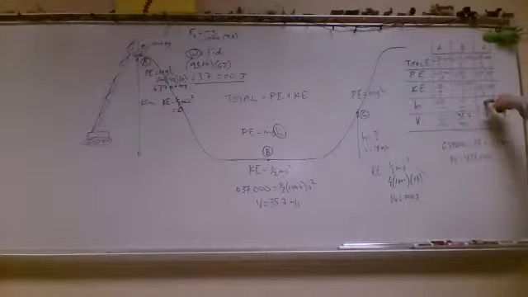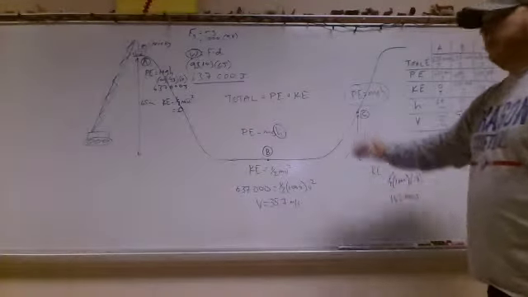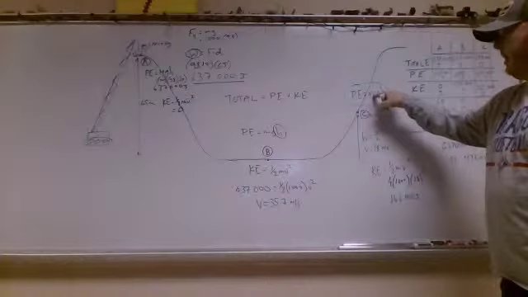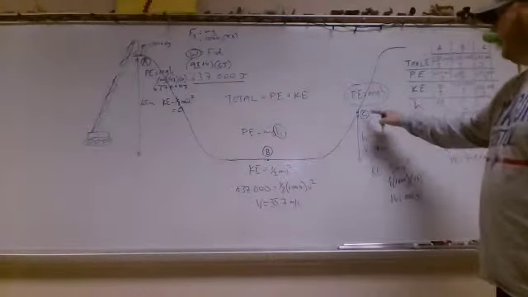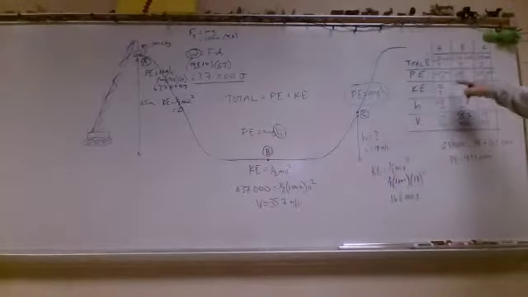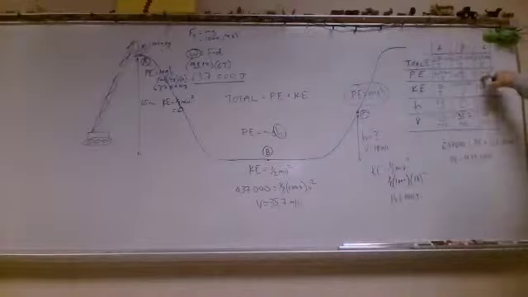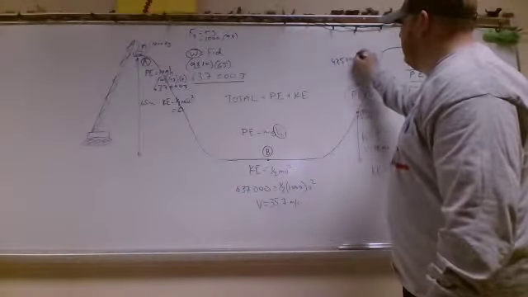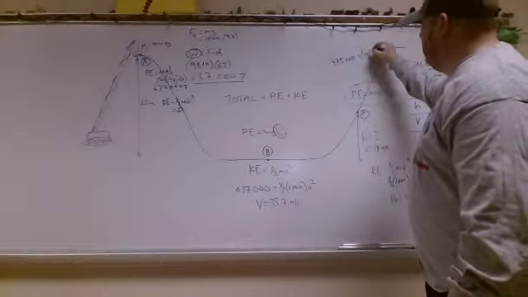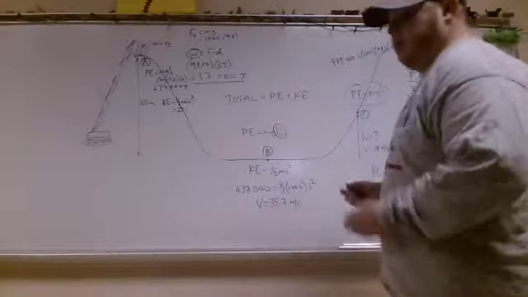And now we've got to calculate the height at point C. So to do that, we use potential energy because potential has the height term in it. So we know the potential at C, we calculated that to be 475,000. And that equals 1,000 times 9.8 times H.